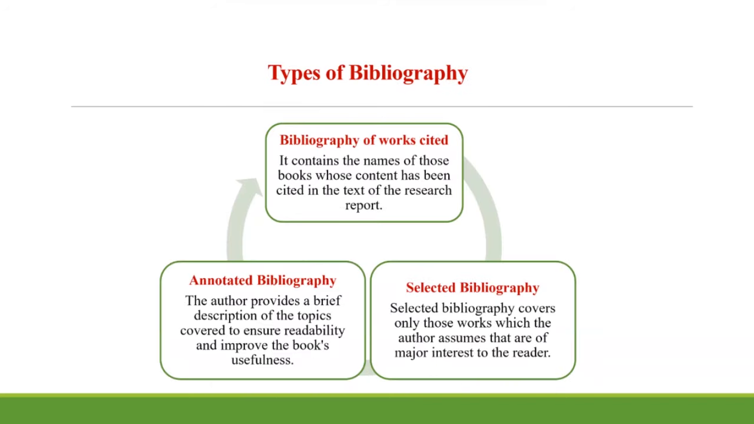Now, what are the types of bibliography? First is the bibliography of works cited. It contains names of those books whose content has been cited in the text of the research report. So only the citations that have been mentioned in the research will be included in the bibliography. No other sources will be mentioned. Then we come to the selected bibliography. A selected bibliography covers only those works which the author assumes are of major interest to the reader.